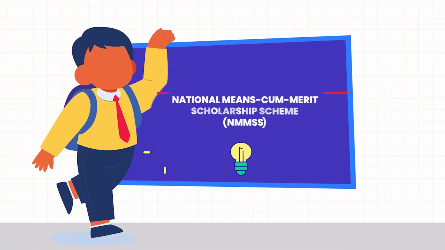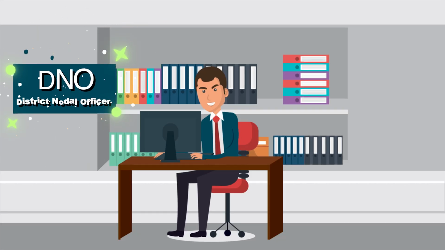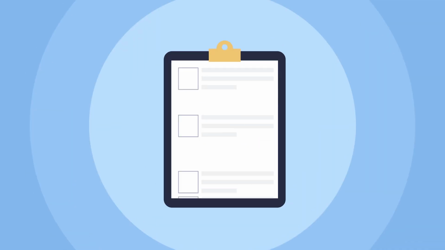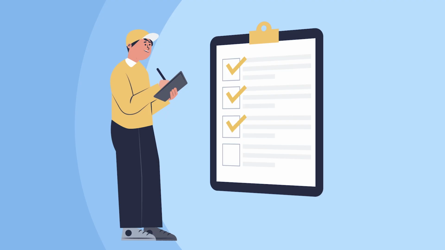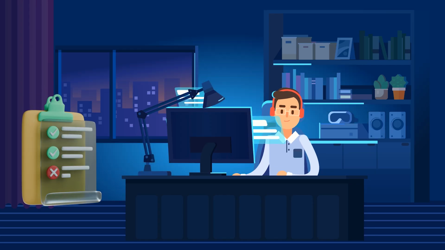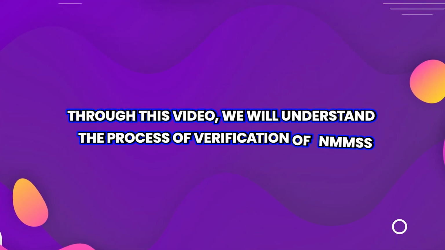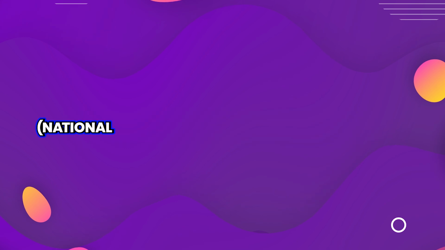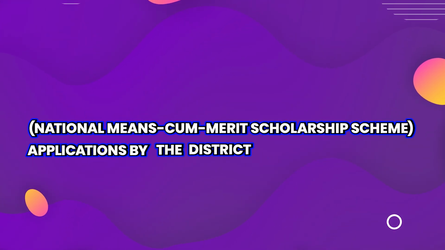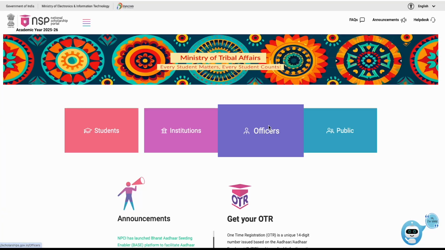In the National Means-cum-Merit Scholarship Scheme, NMMSS, the District Nodal Officer DNO plays a crucial role in the scrutiny and verification of the application forms submitted by students and forwarded by the institutions. Through this video, we will understand the process of verification of NMMSS applications by the District Nodal Officers, DNOs. First, visit the National Scholarship Portal and click on the Officer section.